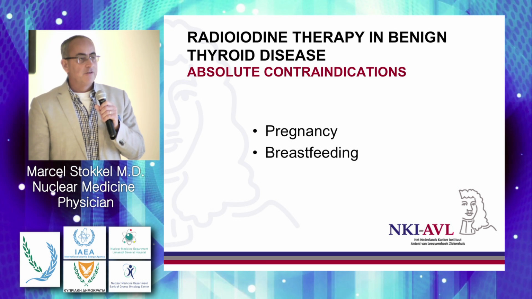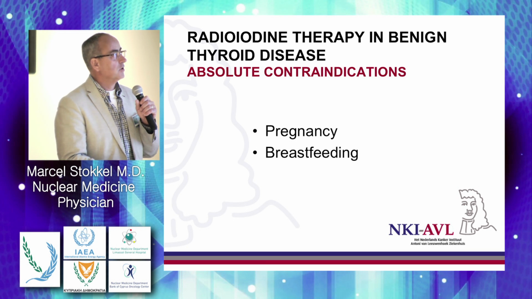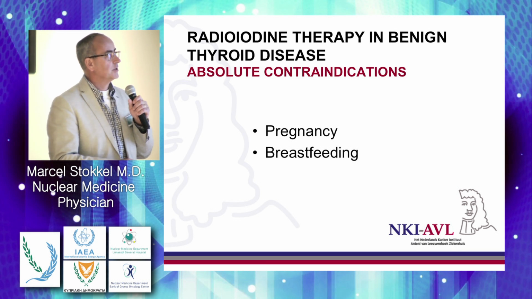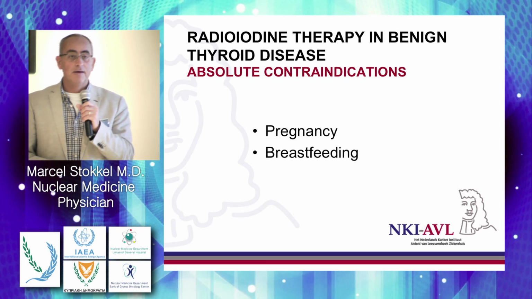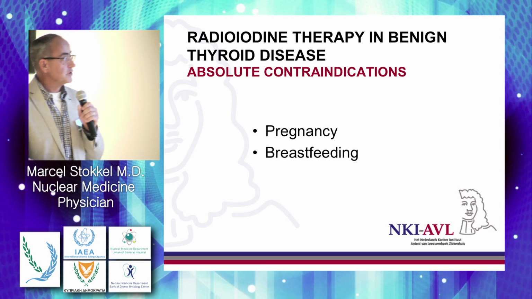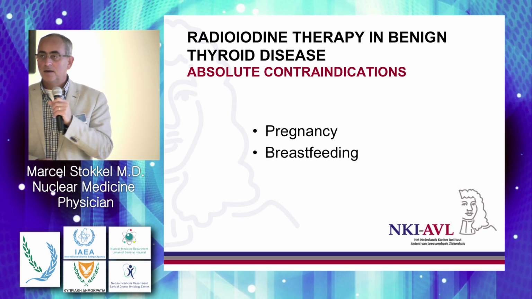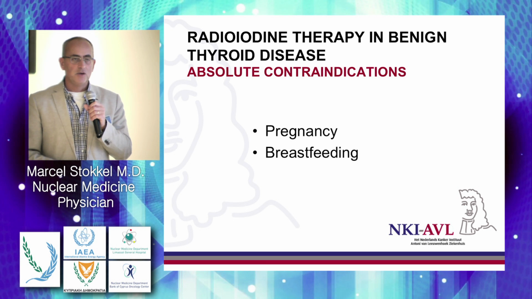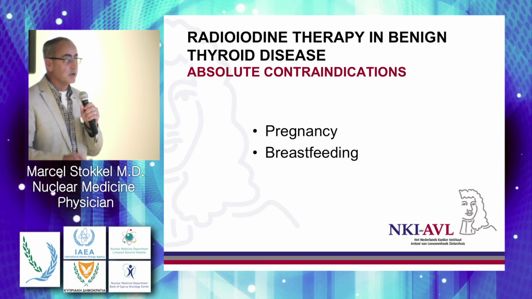As in other treatment modalities with radionuclides, there are two major or absolute contraindications for treatment with radioiodine in hyperthyroidism. The first one is pregnancy, and the second one is breastfeeding. If you apply radioiodine in these circumstances, you will definitely treat the child as well. So be very careful and ask for that.